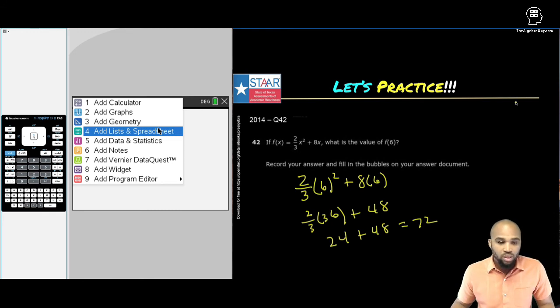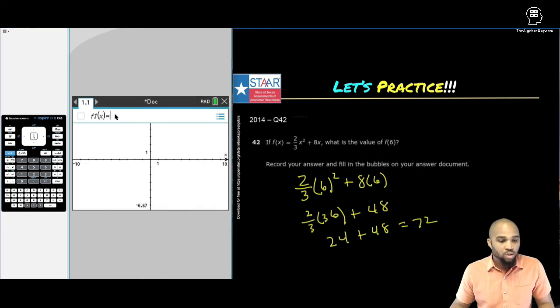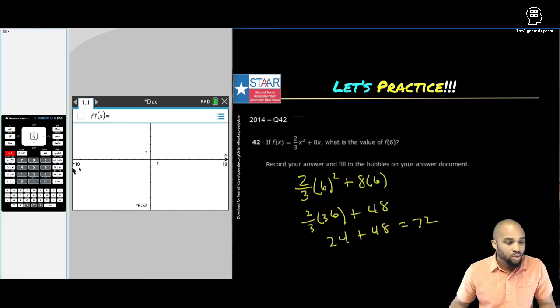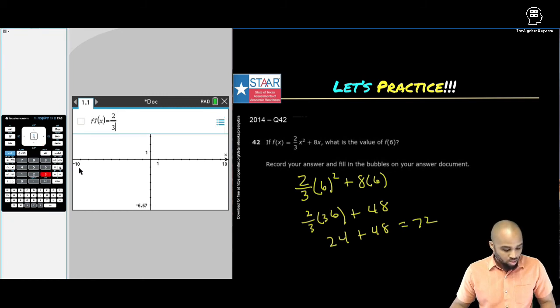Now we could check this in the calculator if you wanted to. So let's do it. You can use the calculator portion if you wanted to. I just like using the graph because I can put multiple things in there. So I'm going to set this up in our calculator: 2/3 x squared, and I'm going to eventually evaluate for that like we've been doing. So that's plus 8x. Make sure I got that in correctly.